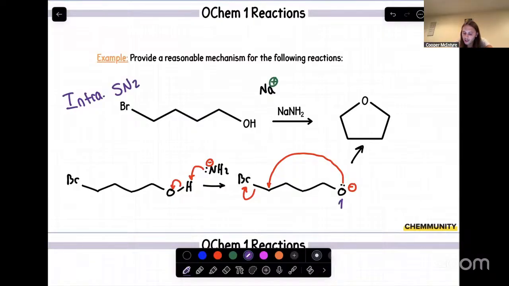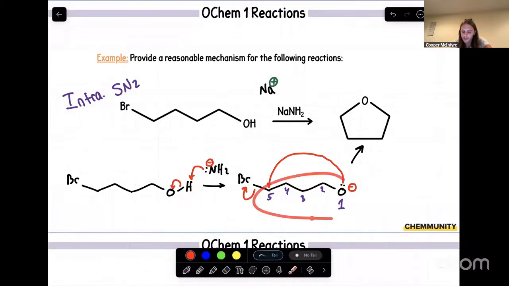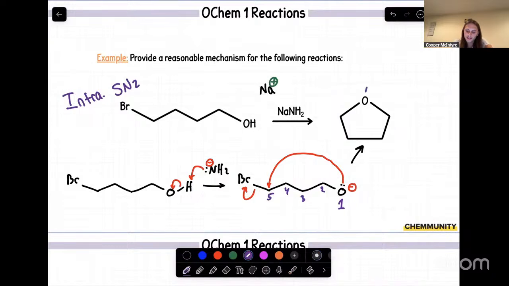Our oxygen is our nucleophile, so we'll give that a number 1, and then 2, 3, 4, 5. The reason we're doing this is just to double check our work and make sure that we drew the correct cyclic structure. After counting that, if I were to move up to our product, we'll start at the oxygen. We have 1, 2, 3, 4, 5. So since I counted the same, that means I drew it the same.